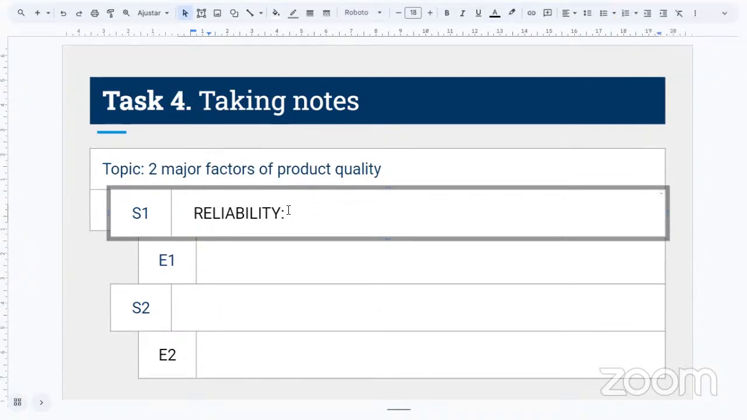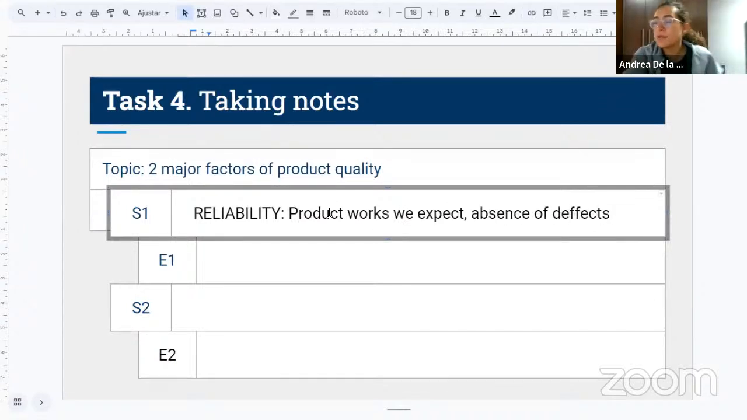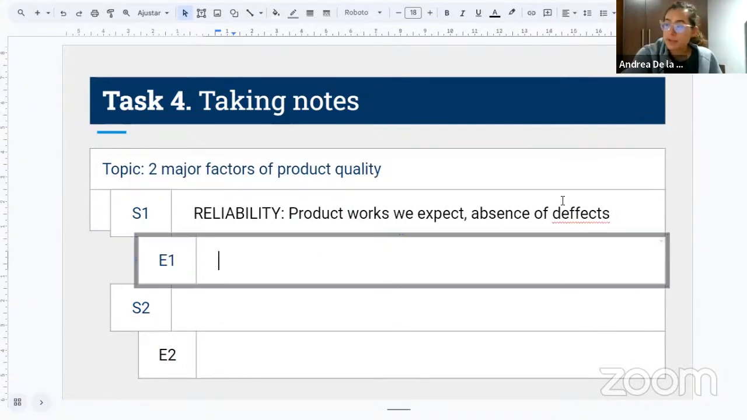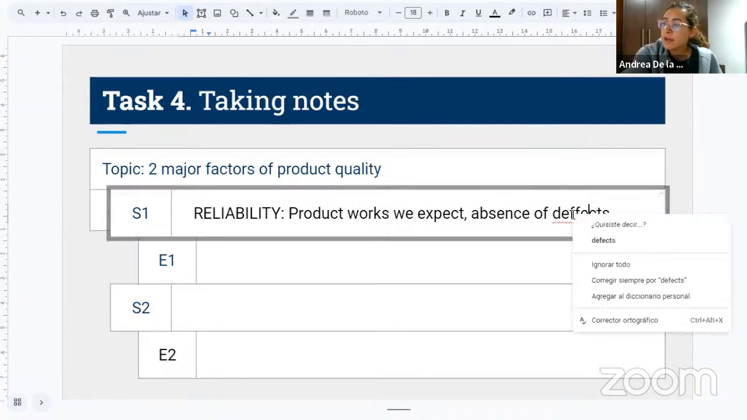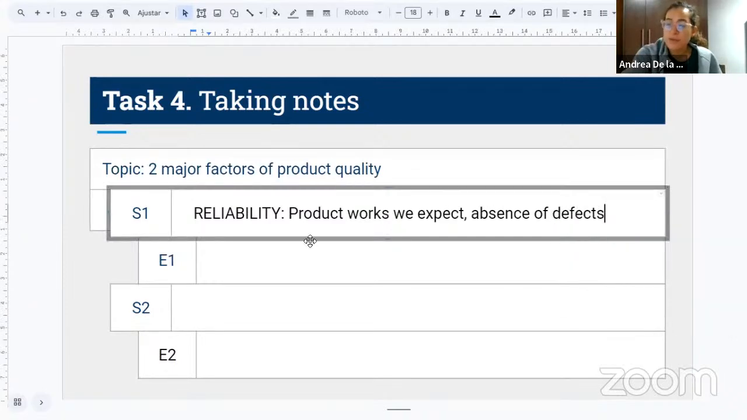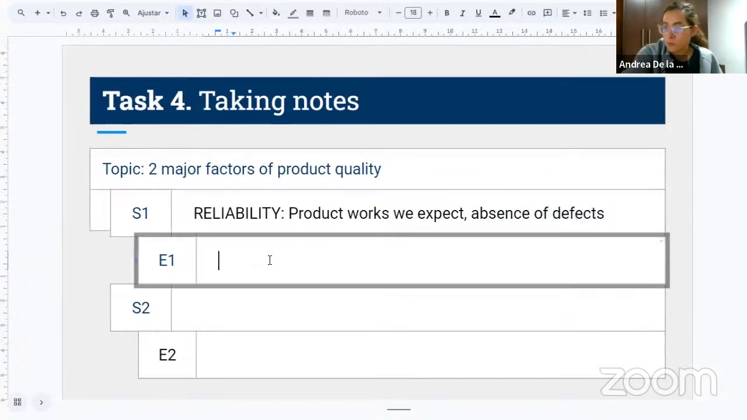Maybe a product that works how we expect, or it's the absence of deficiency. Exactly, the absence of defects. Great. So yes, we definitely had more than just one definition, right? The professor gives a couple. These are two of them, and it's perfect. When the product works the way we expect, and when it doesn't have any defects. Perfect.